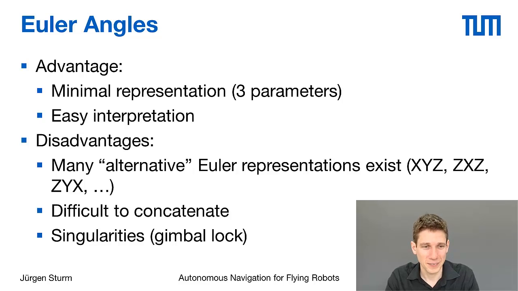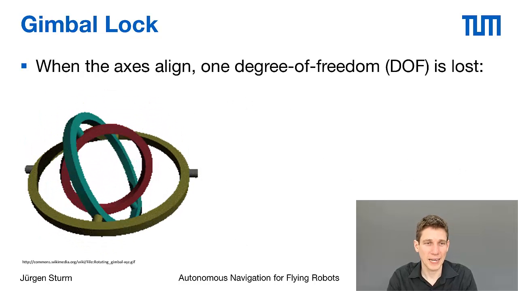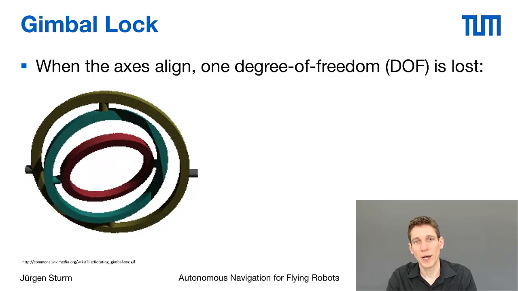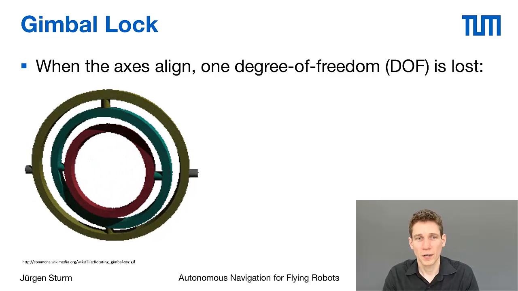The other problem is that it's really difficult to concatenate them, because you always have to convert them to a rotation matrix, do the concatenation there, and then extract again the resulting Euler angles. And the last problem, and that's actually the hardest one in terms of optimization, is that Euler angles have singularities. They can get locked in a so-called gimbal lock problem, as illustrated here. It can happen in the Euler angles that 2 axes are being aligned, and then in this situation you're losing 1 degree of freedom.